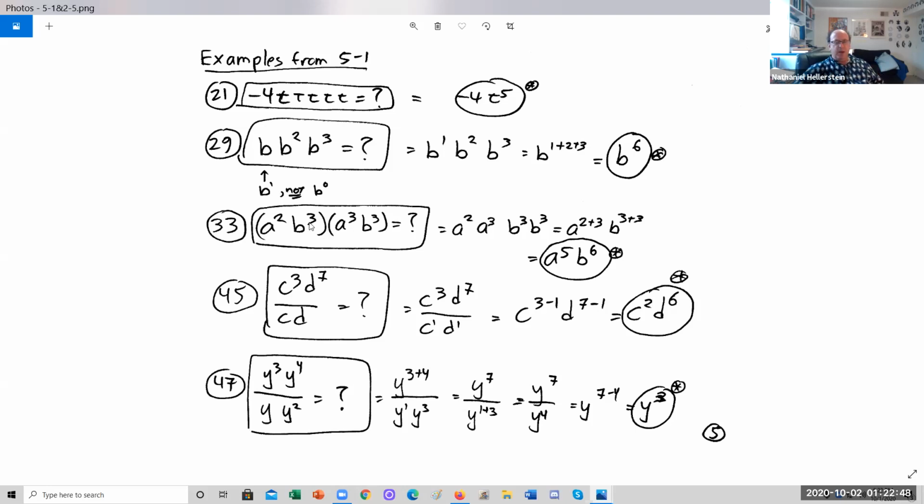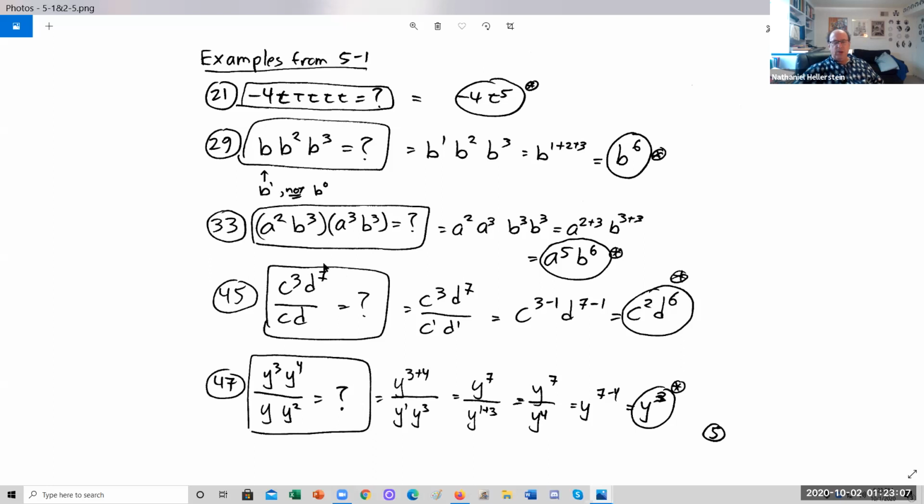a squared b cubed times a cubed b cubed. Well, we have a squared and a cubed here, b cubed and b cubed here. Add the powers here, a to 2 plus 3. Add the powers here, b to 3 plus 3. That's a to the 5, b to the 6th.